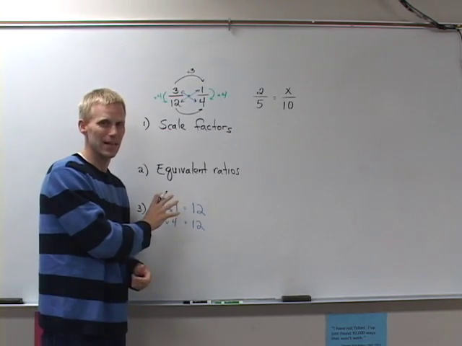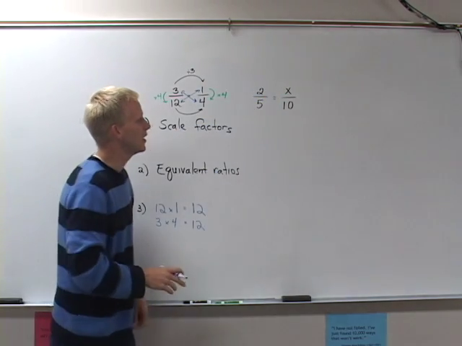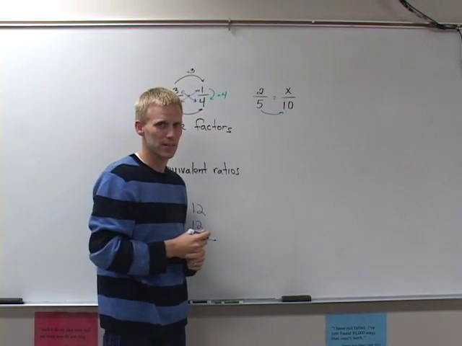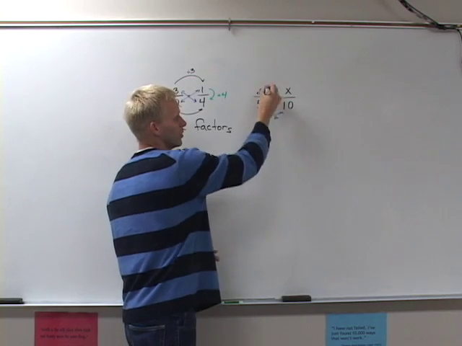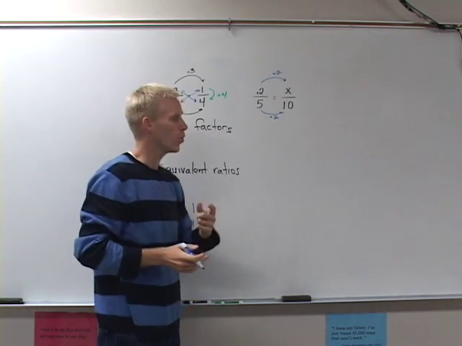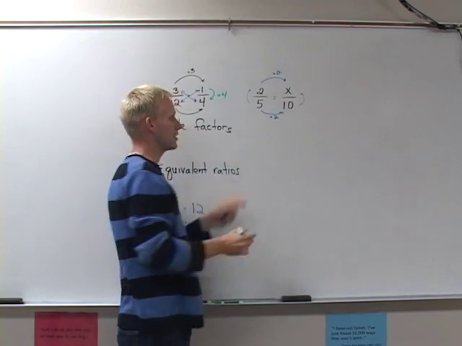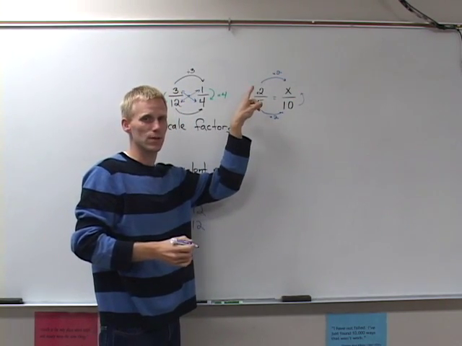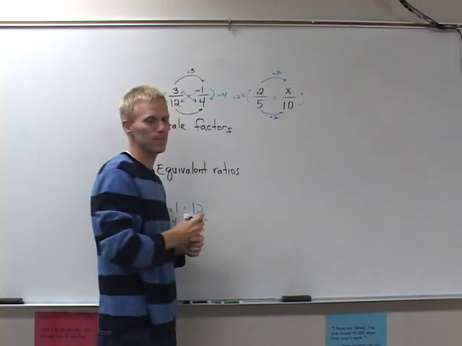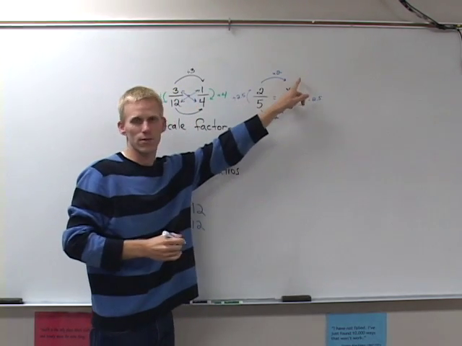We can use this idea to solve for unknown figures, or unknown values. We could look for a scale factor and say, how do we get from 5 to 10? Well, we multiply it by 2. Well, then 2 times 2 will give us our answer of 4. We could look for equivalent ratios and say, how do we get from 5 to 2? Well, in this case, we divide it by 2.5. If we divide 10 by 2.5, we'll get our same answer of 4.